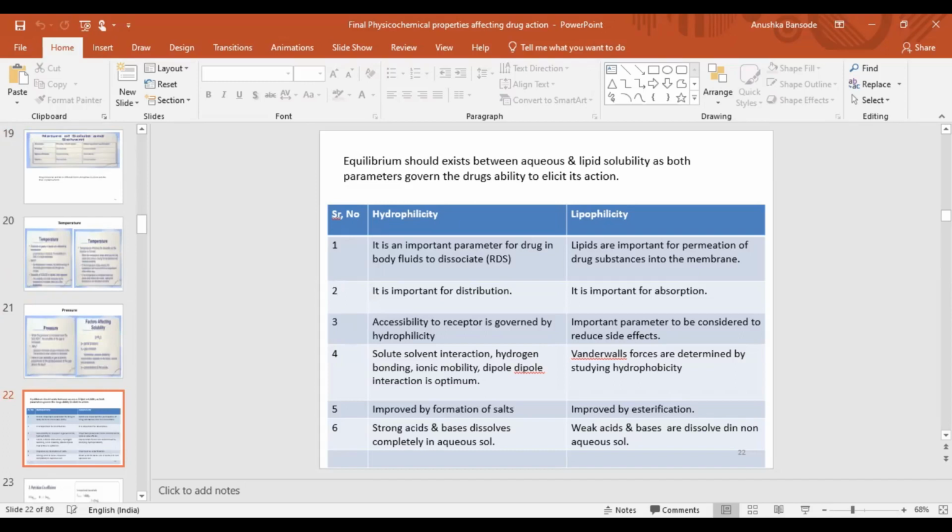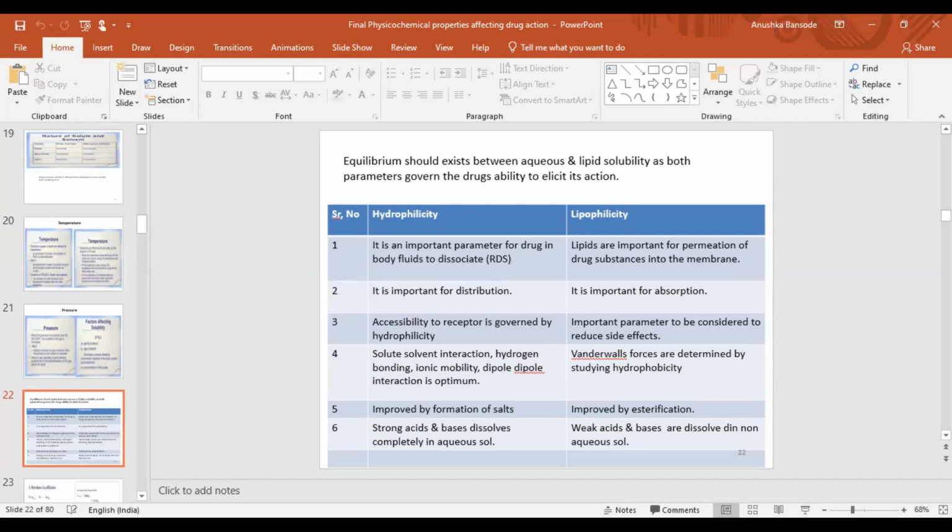Then coming further, hydrophilicity is important for distribution, whereas lipophilicity is important for absorption. Hydrophilicity is governed totally by accessibility to the receptors, whereas lipophilicity is an important parameter to be considered to reduce the side effects. Solute-solvent interactions: hydrogen bonding, ionic mobility, dipole-dipole interaction is optimal, and van der Waals forces are determined by studying hydrophobicity, right?